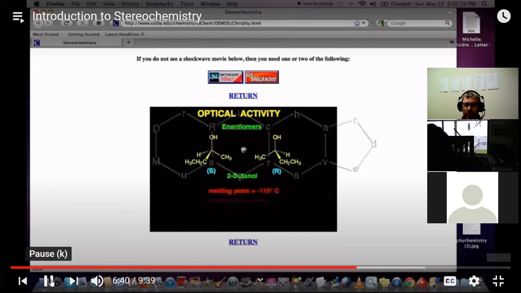It turns out they have the same melting point, same boiling point, same density, same pKa. So they don't look very different. How can we tell them apart? Well, the only way we can really tell them apart is to see how they interact with plane polarized light.